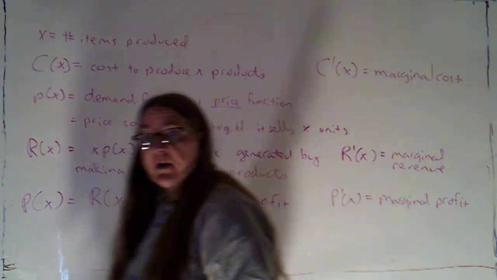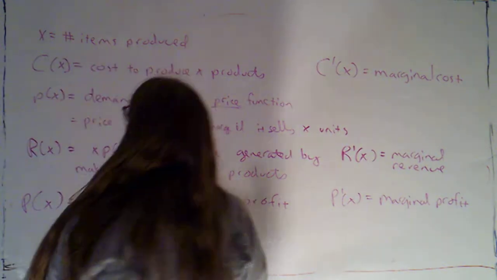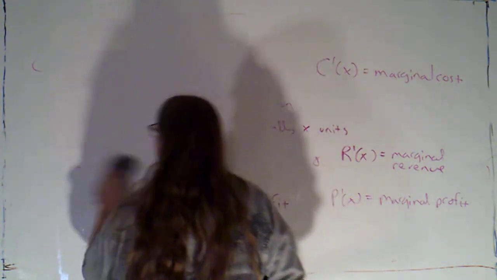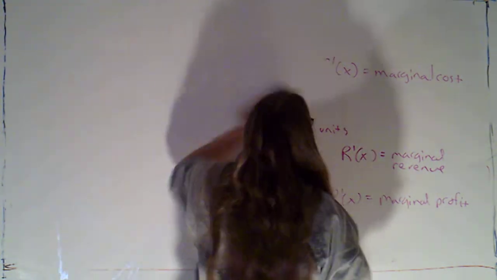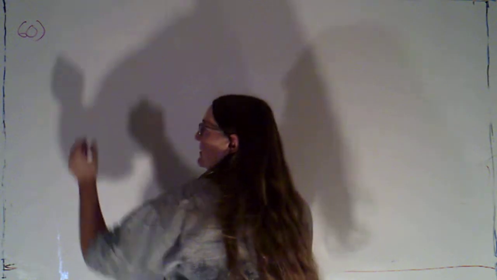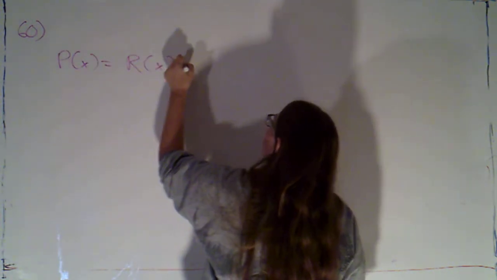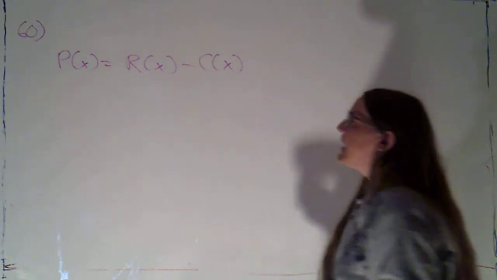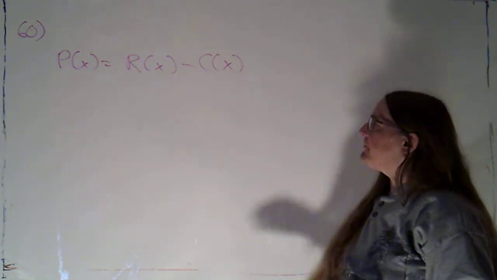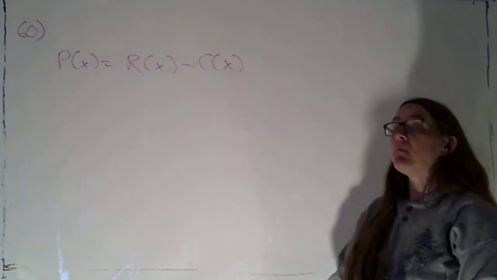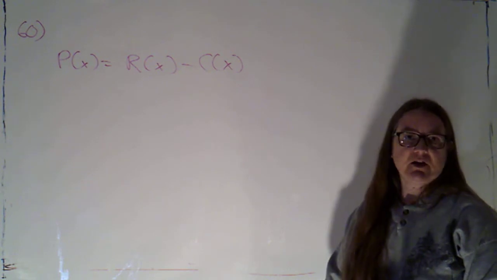Now, I'm going to just do one of the even numbered problems from our homework. So I'm going to take a look at question number 60. And it's a two-part question. The first part deals with profit. So they said profit, remember, is revenue minus cost. And the first part just says, hey, show that if you're maximizing the profit, that the marginal revenue and the marginal cost are equal to each other.